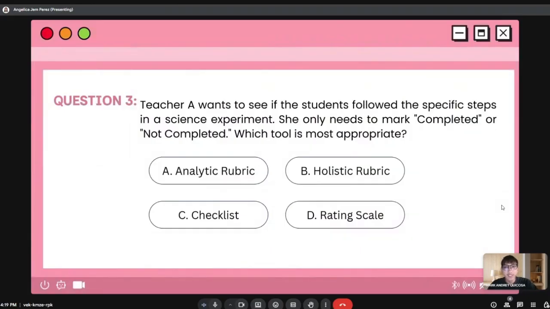Question number 3, Teacher A wants to see if the students followed the specific test steps in a science experiment. She only needs to mark completed or not completed. Which tool is the most appropriate? Letter A, analytic rubric. Letter B, holistic rubric. And letter C, checklist. Lastly, letter D, rating scale.